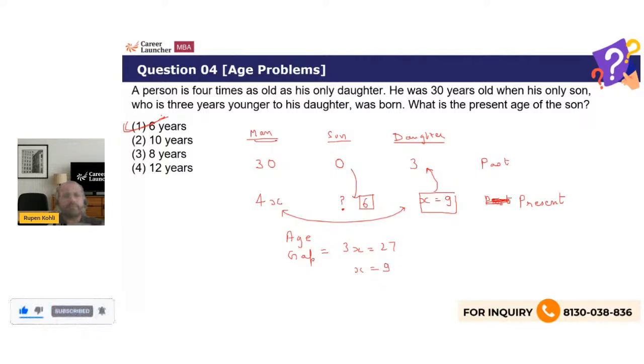Very simple, commonsensical question. In all age problems, only one basic concept applies. Age gap remains constant between any two persons, right? Because we don't have time machines. It can't happen that I grow old by 10 years and you get younger by 5 years, right? We age together.